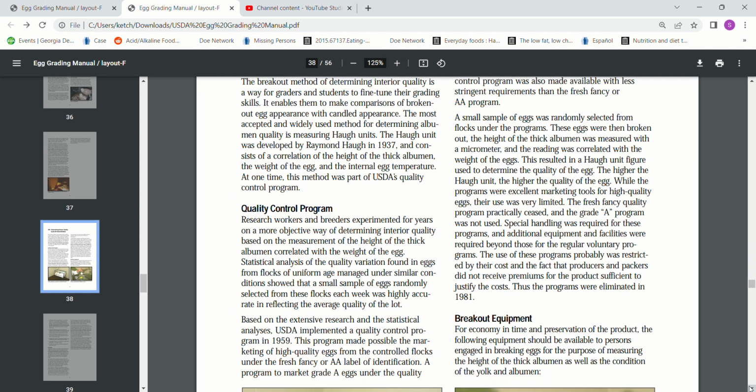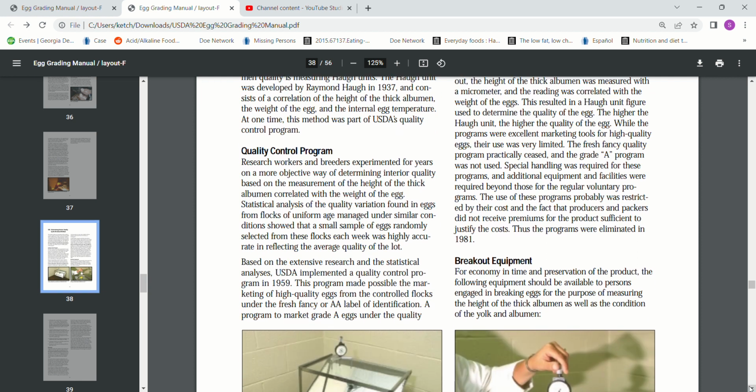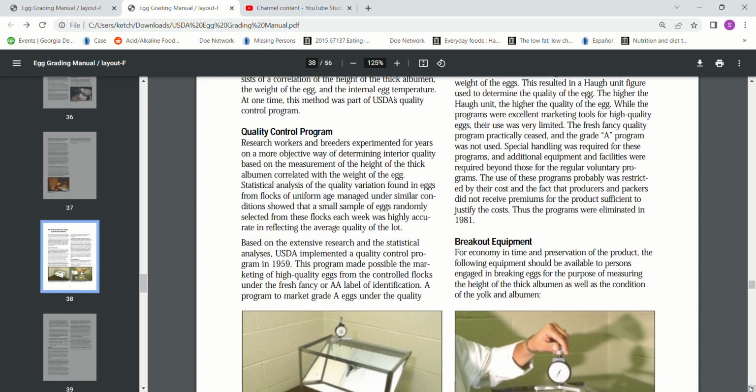A small sample of eggs was randomly selected from flocks under the programs. These eggs were then broken out. The height of the thick albumen was measured with a micrometer, and the reading was correlated with the weight of the eggs. This resulted in a Haugh unit figure used to determine the quality of the egg. The higher the Haugh unit, the higher the quality of the egg.